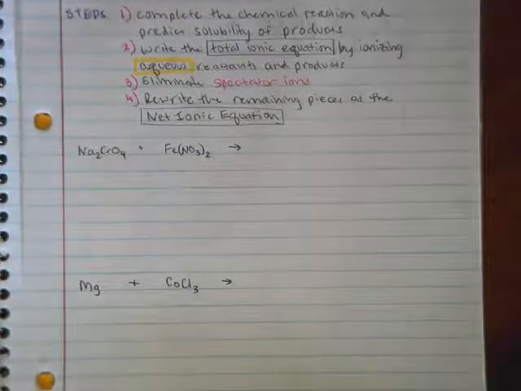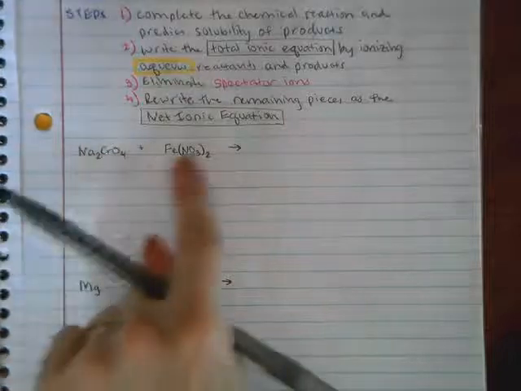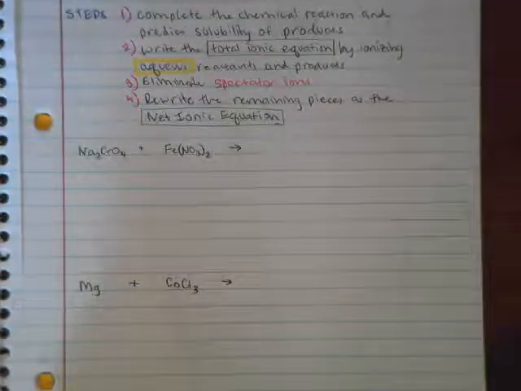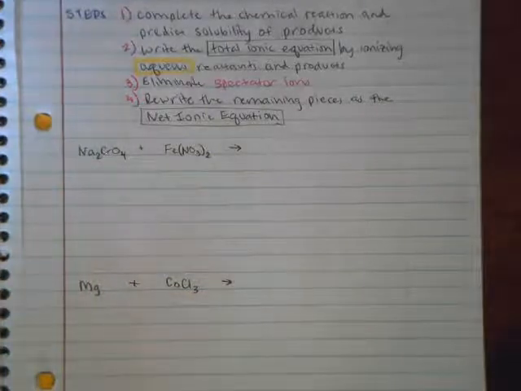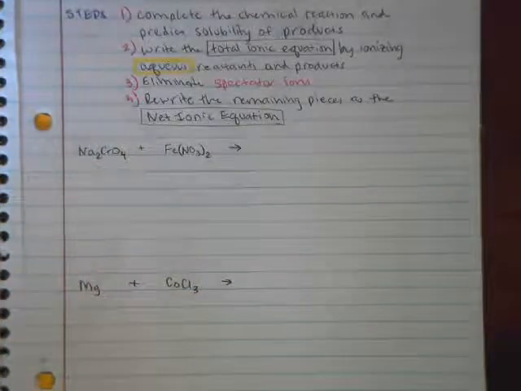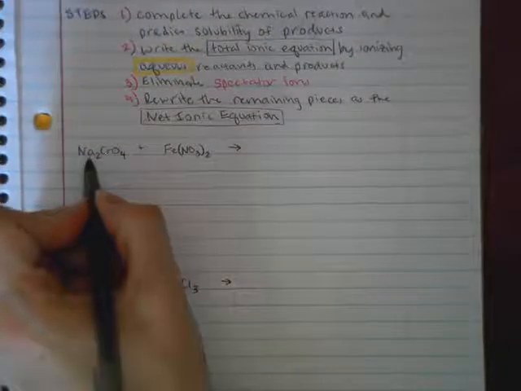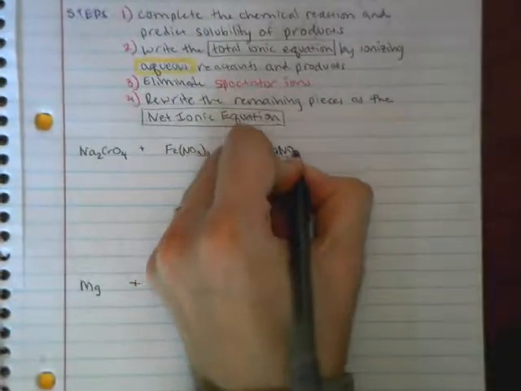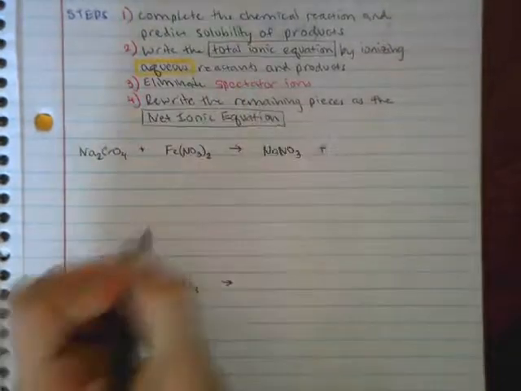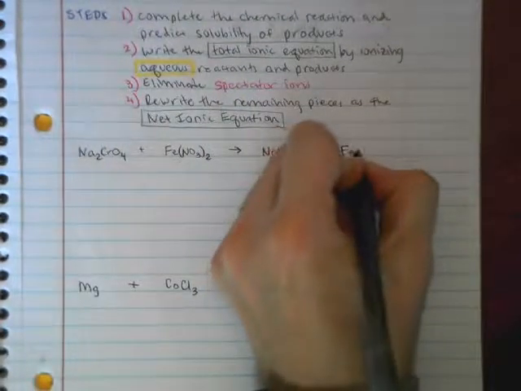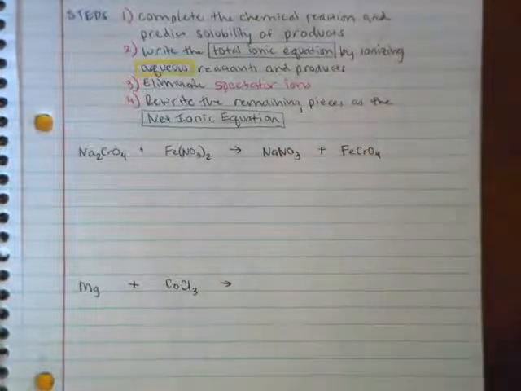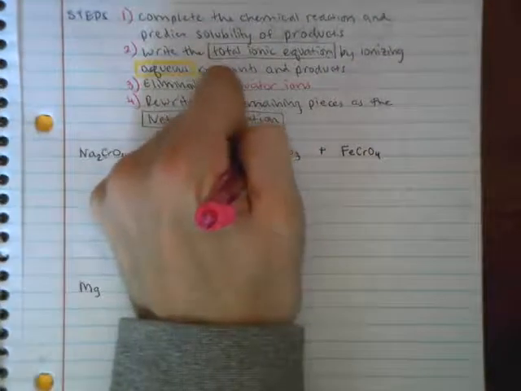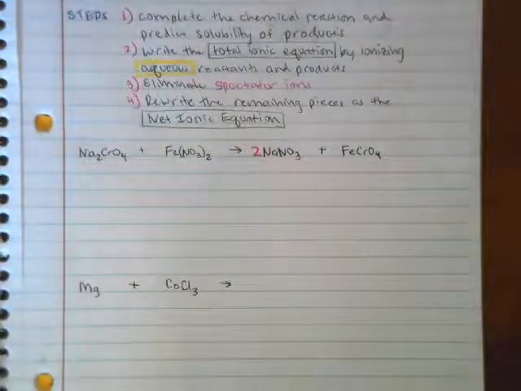So here we have a double replacement reaction. I know that because I have two compounds, sodium chromate and iron 2 nitrate. So remember, these are two separate solutions and I'm going to mix together, hoping that something happens. So I will produce sodium nitrate, and my other product would be iron 2 chromate, so FeCrO4. I'll go back and balance this reaction, which will just require a 2 right there.